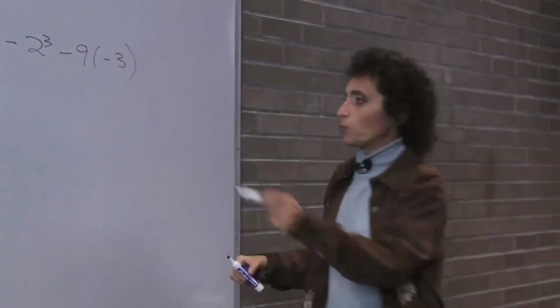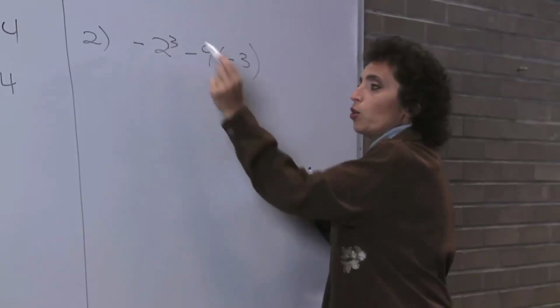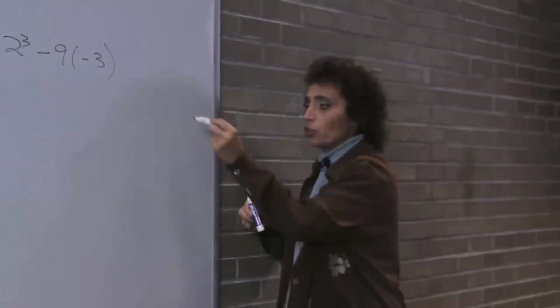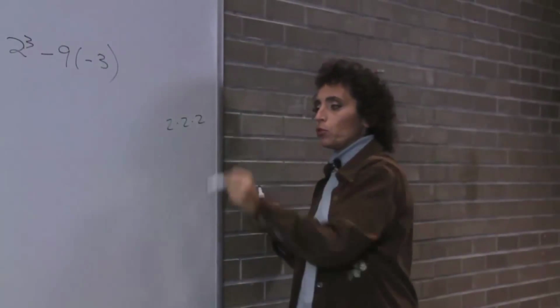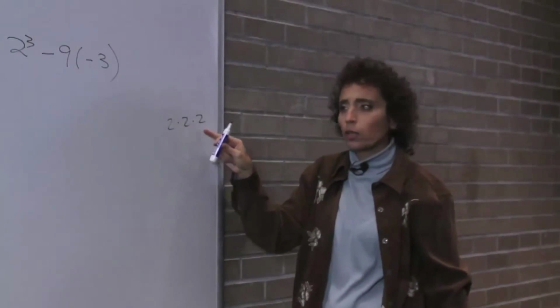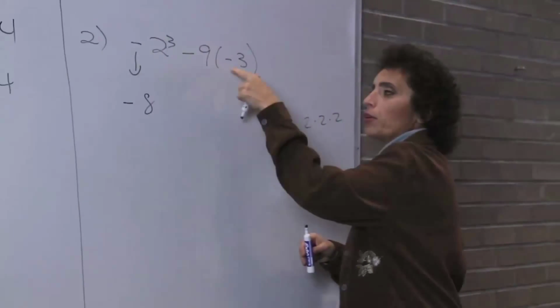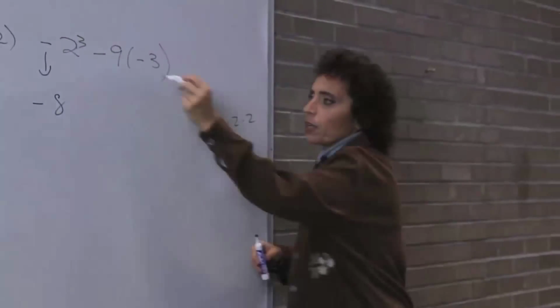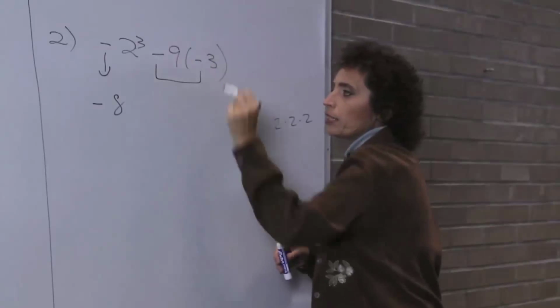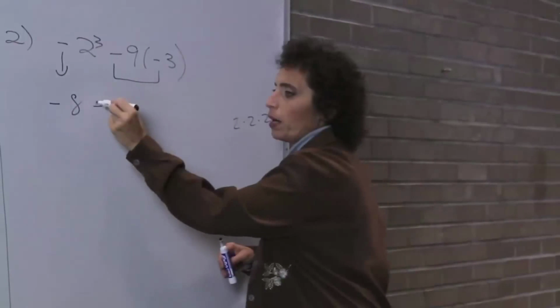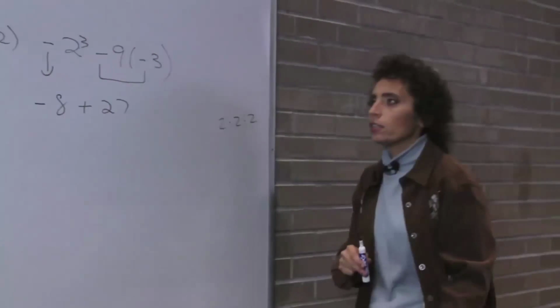Exponents, we definitely have an exponent. The only thing being cubed is the 2. If you're not sure what 2 cubed is, you can do it off to the side. But 2 times 2 times 2 is 8. 2 times 2 is 4, times 2 is 8. So this negative just comes down. Now remember here, we're going to multiply. So I'm going to take the sign with the number. -9 times -3 is positive 27.